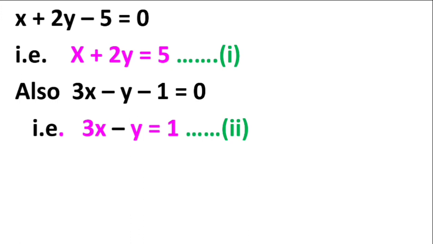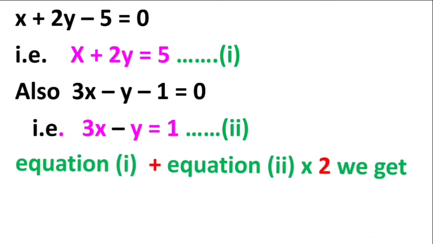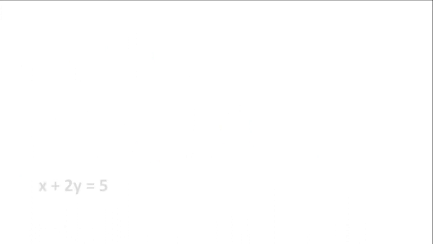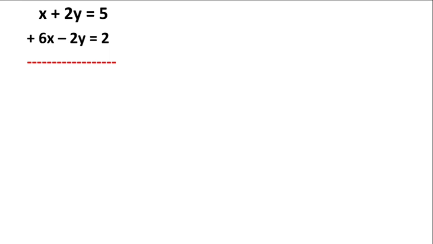So, just observe here, plus 2y, here minus y. If you multiply equation second by 2 and add, you will get x. So equation 1 plus equation 2 multiplied by 2, you will get x plus 2y is equal to 5 plus 6x minus 2y is equal to 2. After adding, 2y minus 2y get cancelled, 7x is equal to 7. So x is equal to 1.